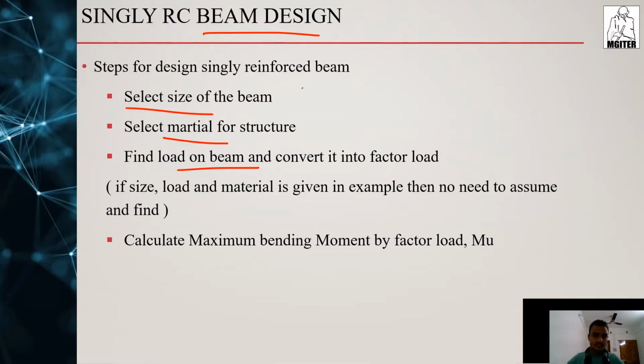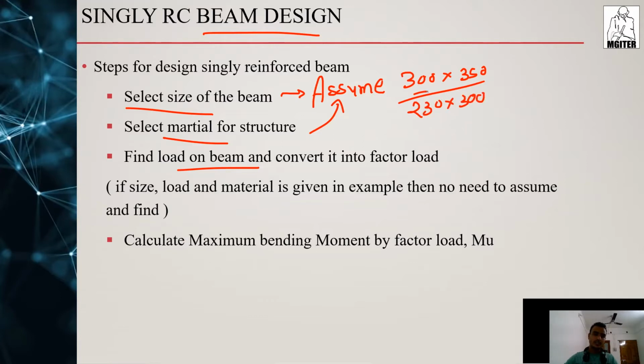So first of all, the size of the beam is assumed. It's assumed by us, okay? And the material is also assumed. Both things are assumed because we don't know which size of beam we need. We just assume this is a 300 by 350 beam or a 230 by 300 beam. These are assumed, okay? There are no criteria about the size and depth. And the material is also assumed.